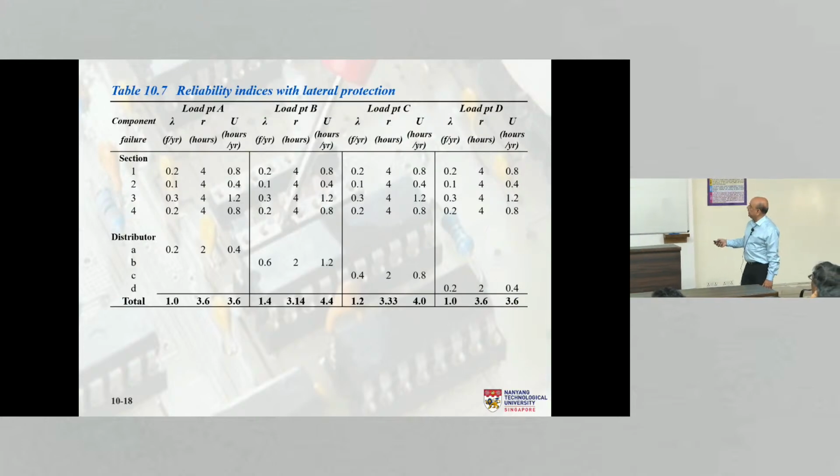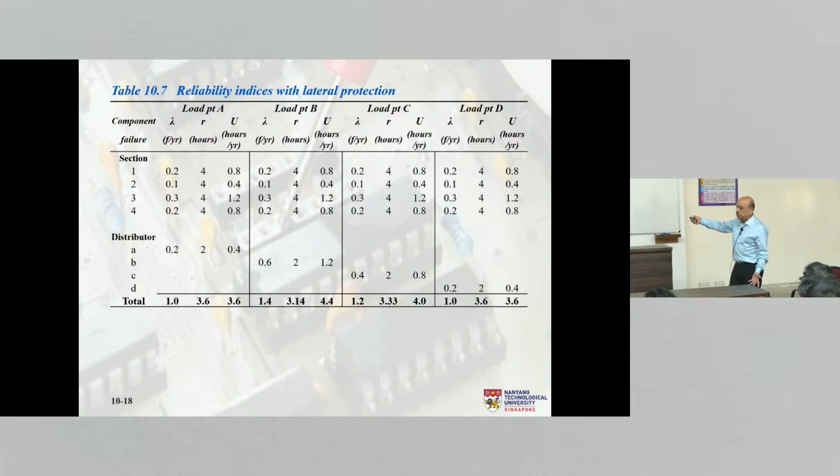So that's what we have shown here with lateral protection. You see, for the main section, no change. Whenever there is a fault in the main section, the breaker will operate and you can't get any supply, right? But for the distributor, previously we had all the 4 entries, but now we don't. Why? Because its own lateral, if the fuse blows, there is a fault, you have to repair it. But if lateral B has a fault, the fuse blows, it does not affect load point A. Lateral C does not affect load point A. Lateral D does not affect load point A, correct?